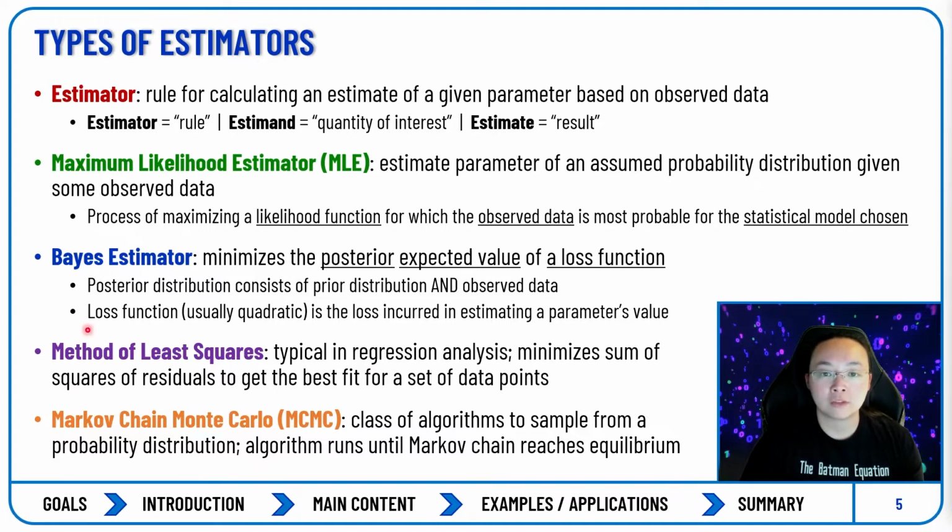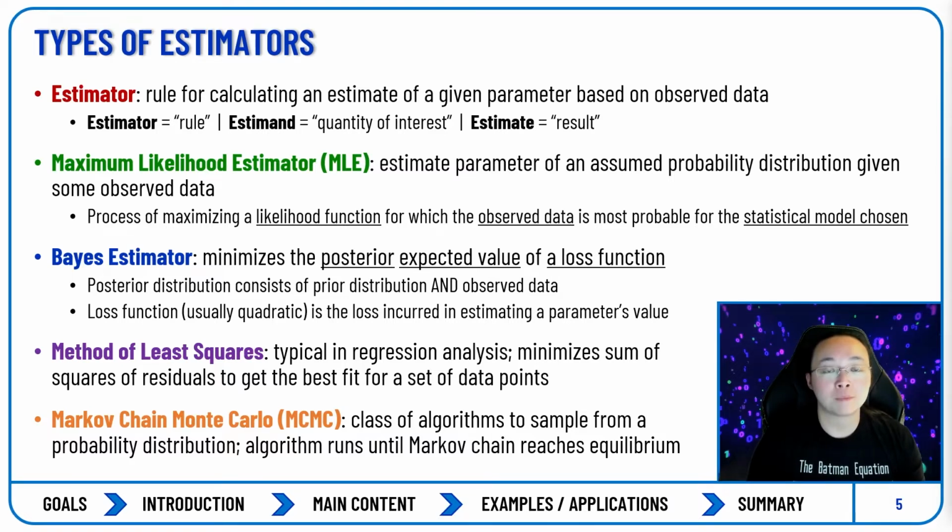There's also another method, the method of least squares. This one you've probably heard of before. It's very typical in regression analysis. This is where we try to minimize the sum of squares of residuals to get the best fit for a set of data points. If you want to know what residuals are, it's simply the difference between your model's expected value and the value that you've observed for your data point. So the larger your residual, the less accurate your model is. The smaller the residual, the more accurate your model is. So with the method of least squares, you are trying to get a smaller value for the residuals to improve your accuracy.